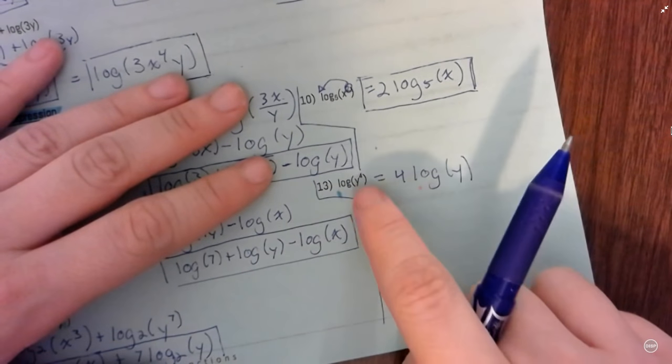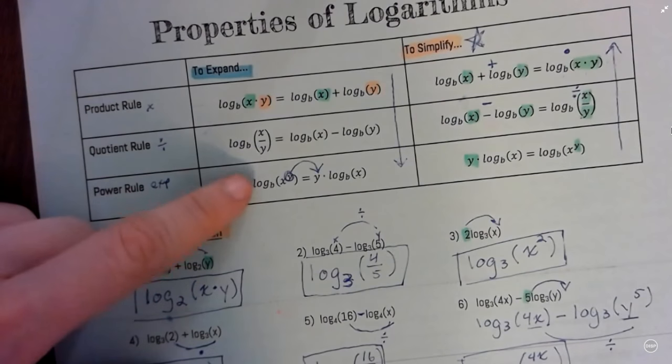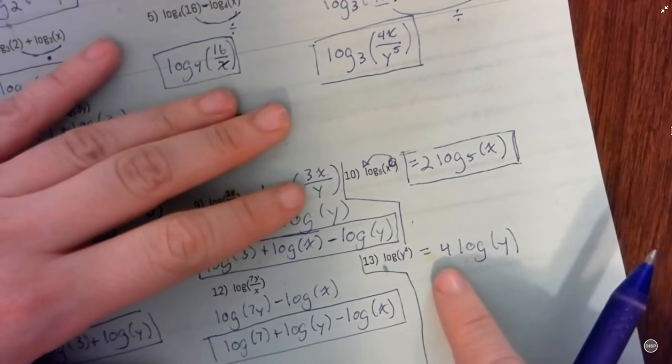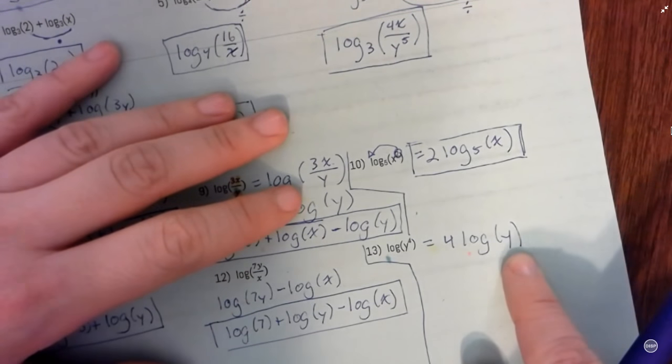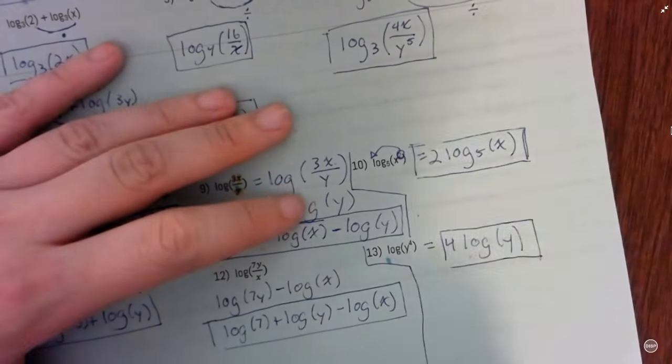And finally on 13, you have a usage of power rule. So this one, which means you can take the power and bring it out in front of the log, which I've done here. So you have 4 times log of y. And that's done. Finished.